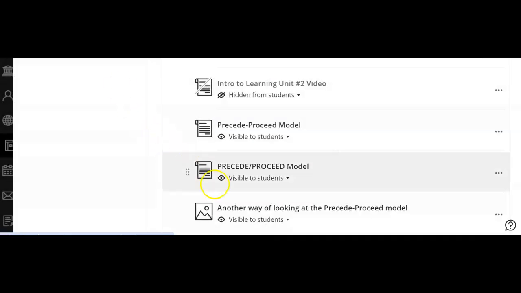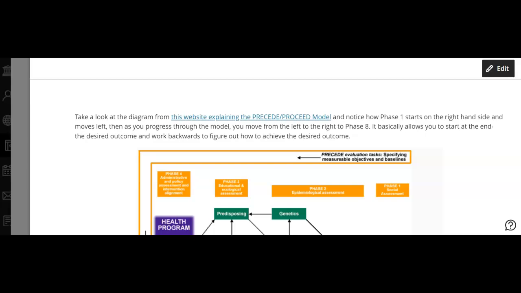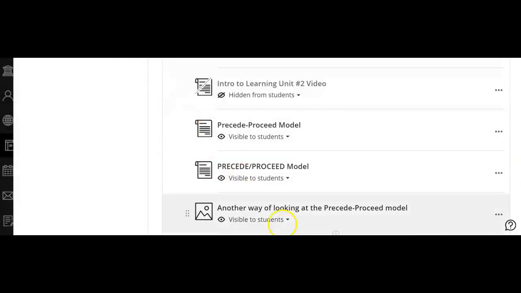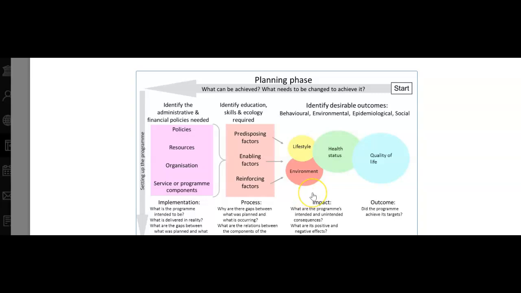But another visual that I like even better is this one. It takes a few seconds to load. Whoops, my apologies. Here's another way of looking at the precede-proceed model. And this one just makes a little bit more sense. What are we trying to do? What is our goal? What do we want to happen? That's where we start.